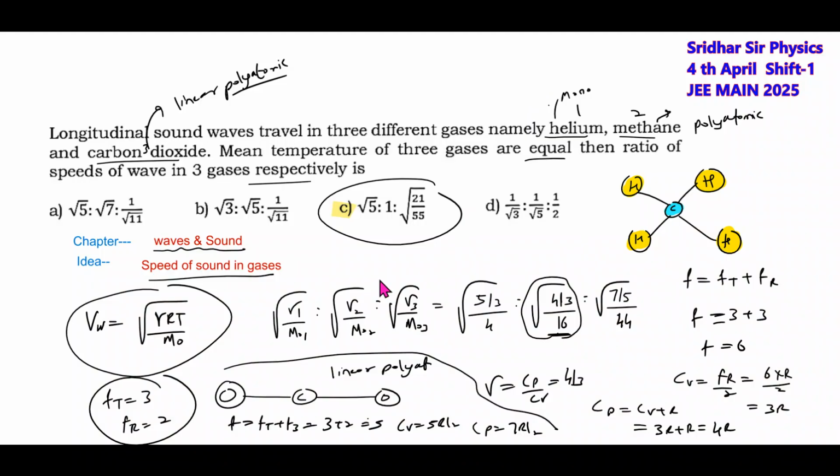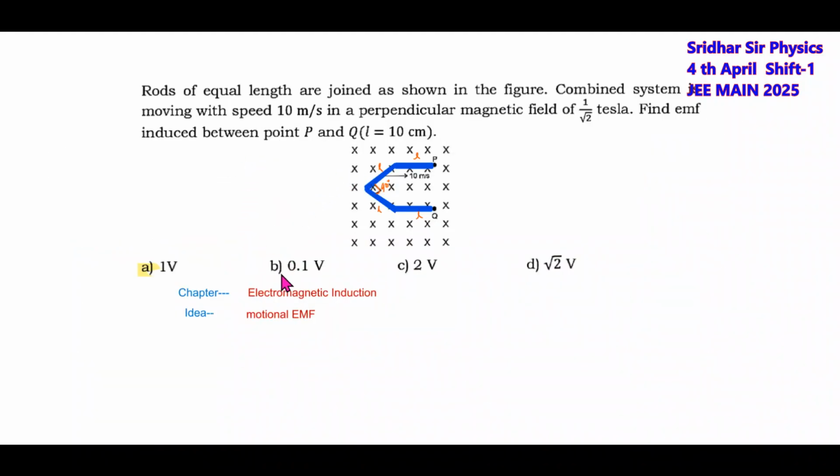Now we'll take the next question. Okay, kids, this question is based on electromagnetic induction, the concept of motional EMF. Four rods of equal length are joined. The combined system is moving with a speed of 10 meters per second in a perpendicular magnetic field of 1 by root 2 Tesla. Find the EMF between points P and Q. This is rod 1, rod 2, rod 3, rod 4. The angle between them is 90 degrees. I'll put in a rough diagram. So actually it is like this. This is one rod.